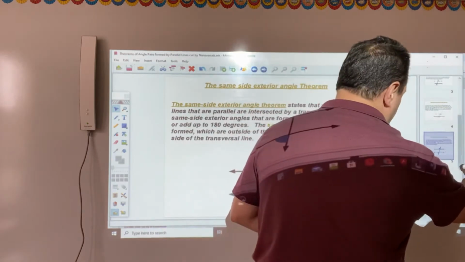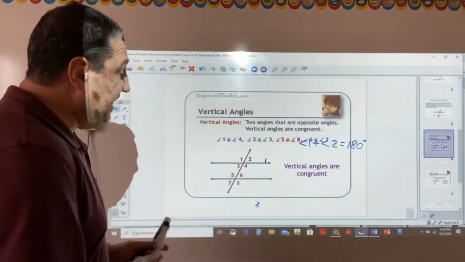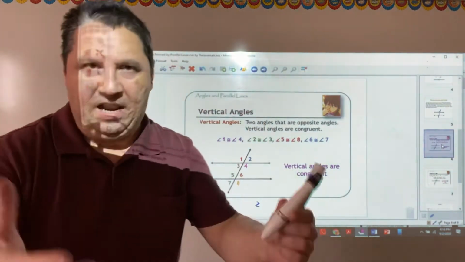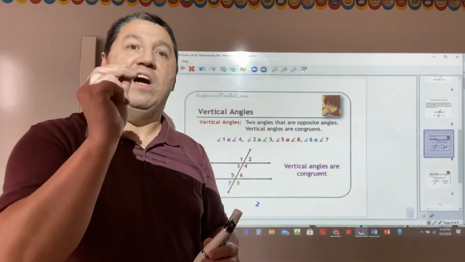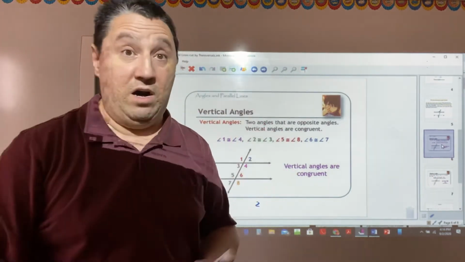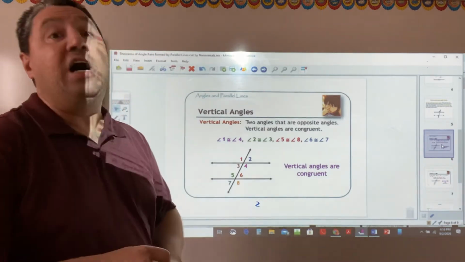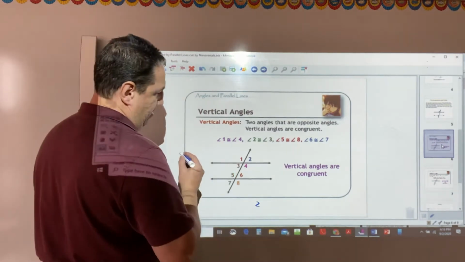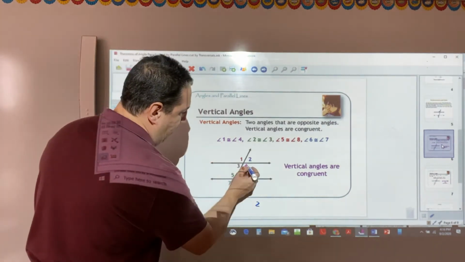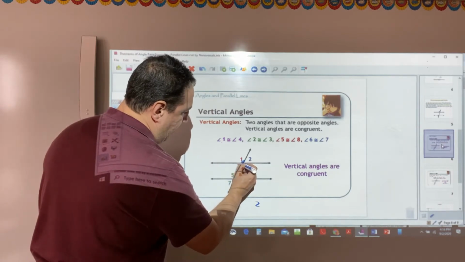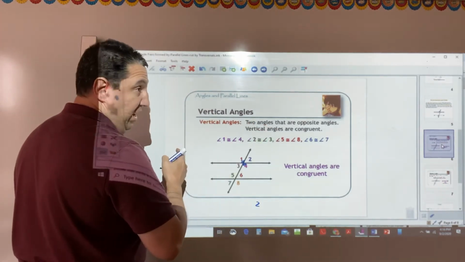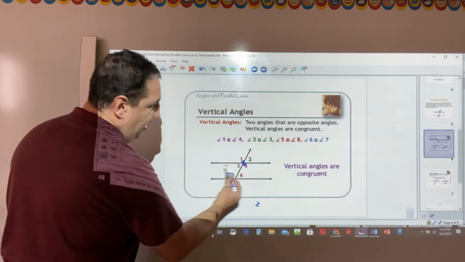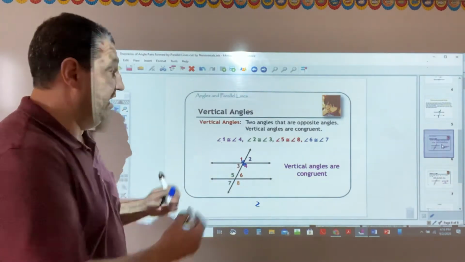Let's talk now about vertical angles. Remember, vertical angles are angles that have a common vertex and their sides are opposite. And as we know, vertical angles are always congruent. For example, angles 1 and 4 are vertical or opposite, so they are congruent. Angles 2 and 3 also are vertical. That's why they are congruent.